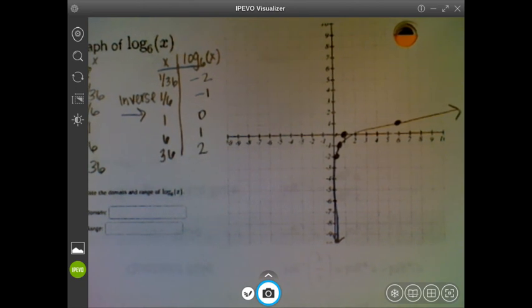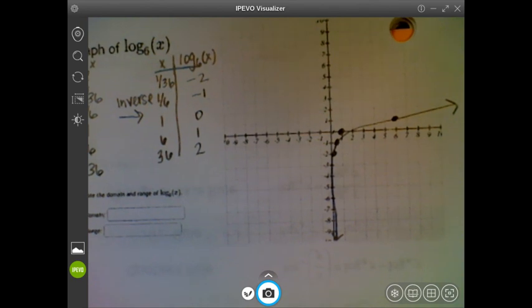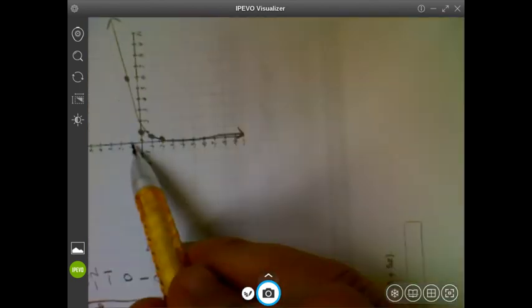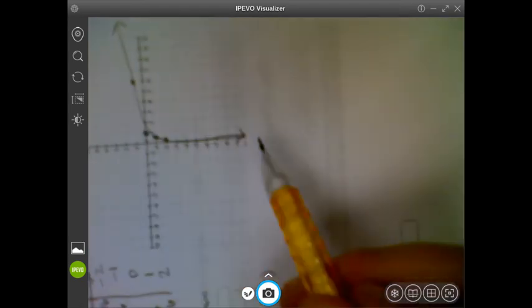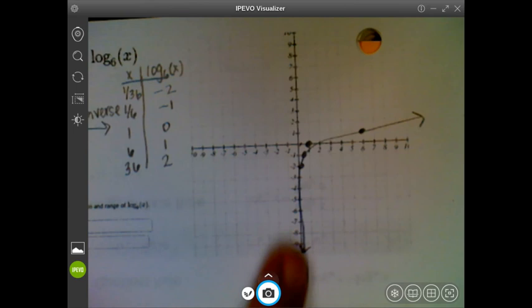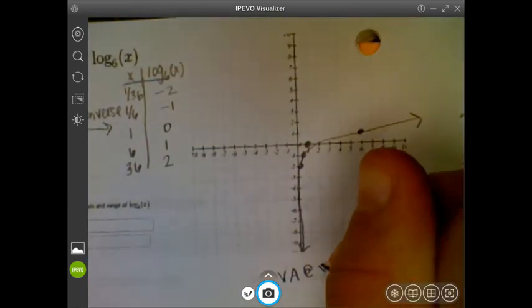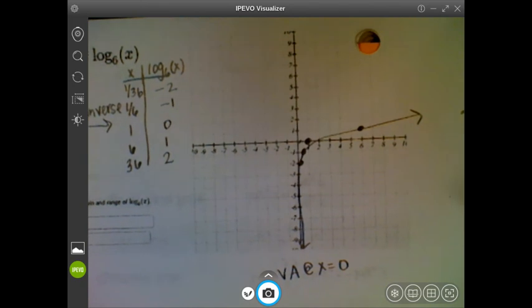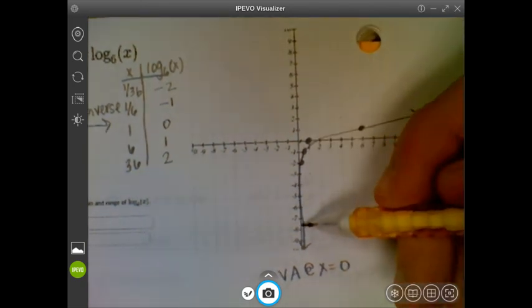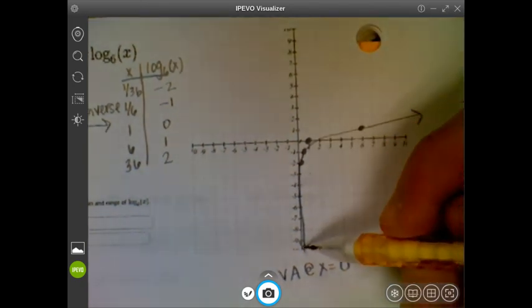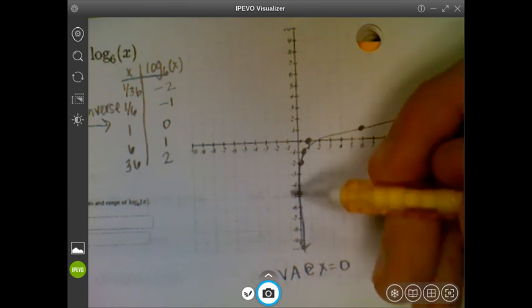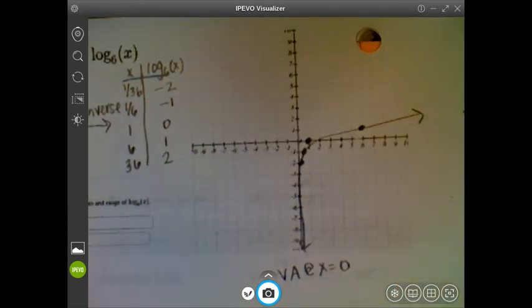And if you remember before, and I can even show you, like if I turn this way, right? If you remember before, there was a horizontal asymptote. Well, that horizontal asymptote, when you go to the inverse, becomes a vertical asymptote. So there is a vertical asymptote here at x equals 0. So what's happening is that as these numbers go down this way, they're getting closer and closer and closer to 0, the y-axis, but they're never actually getting there.